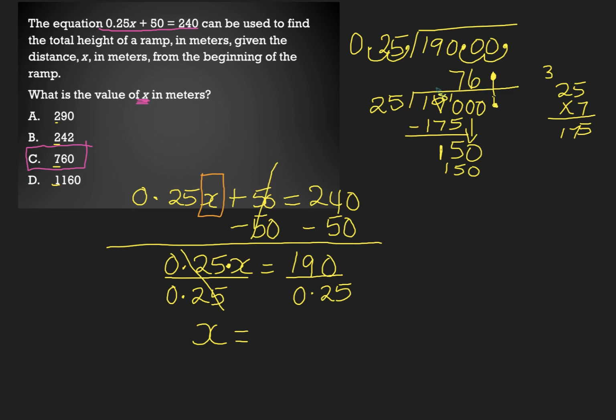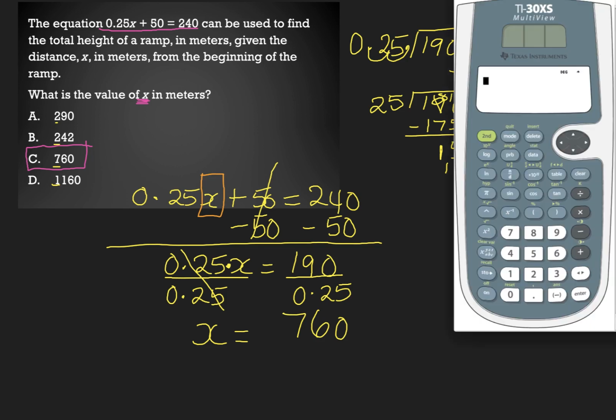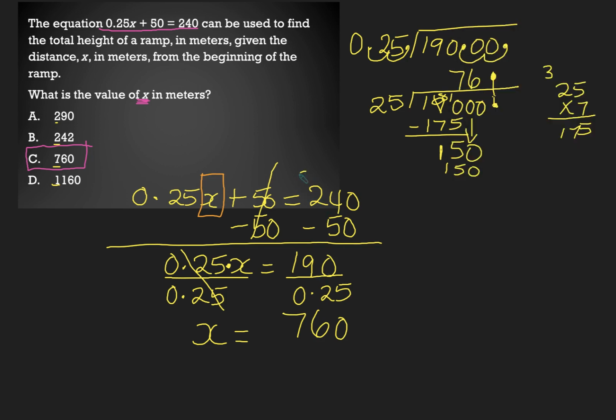I didn't need to go 25 into 150 because that was the only 7 that was there. So my answer is the 760. So this could be a non-calculator question. Now, if it was on the calculator section of the test, always remember this.